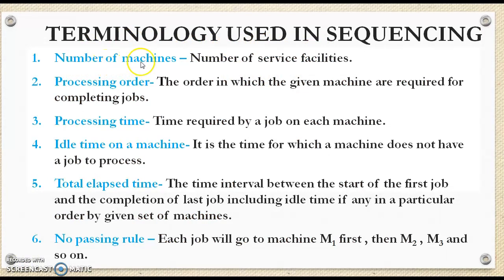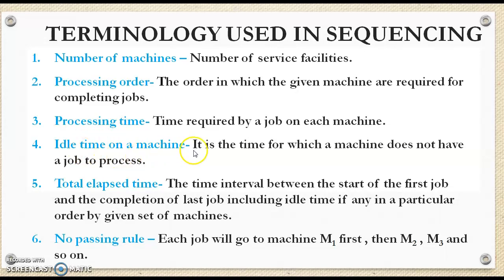The first term is the number of machines, where we know how many service facilities are available. The next one is the processing order. This is the order in which the given machines are used or required for completing the jobs. The next one is the processing time. This is the time required by a job on each machine. For each of the machines and each of the jobs, this time is given to us.